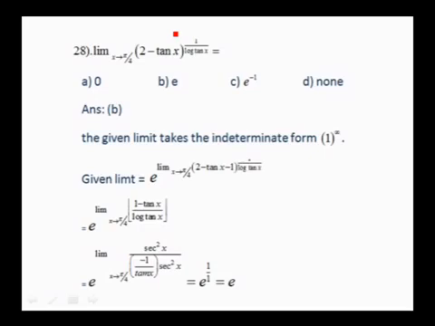So whenever 1 to the power of infinity comes, what do we do? We apply that formula. Limit, e to the power of limit as x tends to pi by 4 of (f(x) minus 1) into g(x). So here f(x) minus 1, that is 2 minus tan x minus 1, into g(x) is 1 by log tan x. If you multiply this, then it becomes 1 minus tan x over log tan x. The log tan x comes in the denominator. Of course, you are multiplying these two, so 1 minus tan x over log tan x.